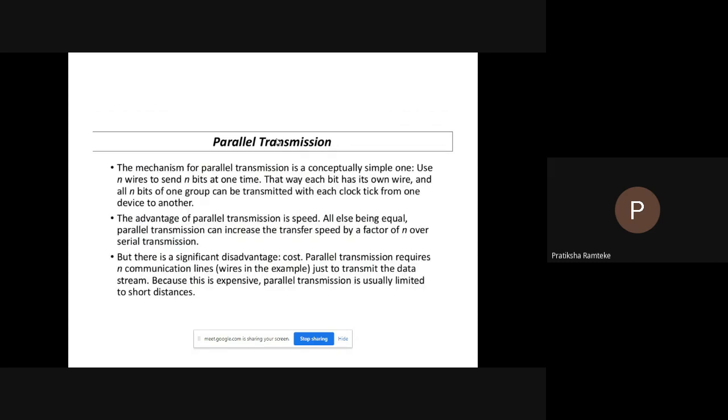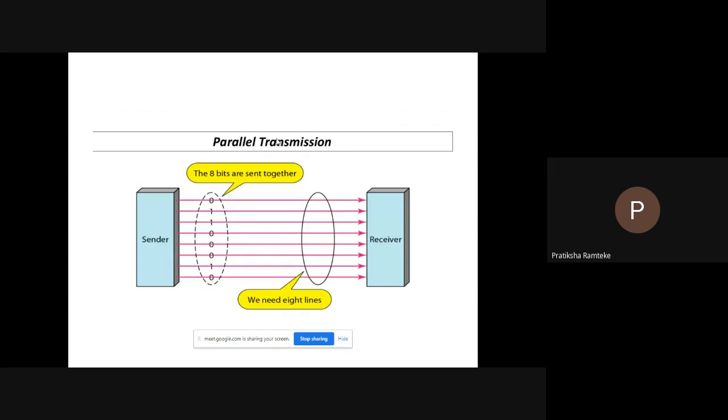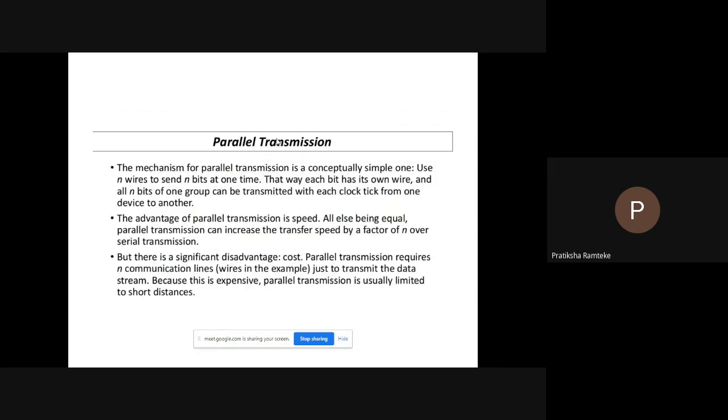But there is a significant disadvantage. The cost of this transmission is more, because we use more communication channels for sending these bits. So the cost of this transmission is more as compared to serial transmission. So this transmission is expensive.